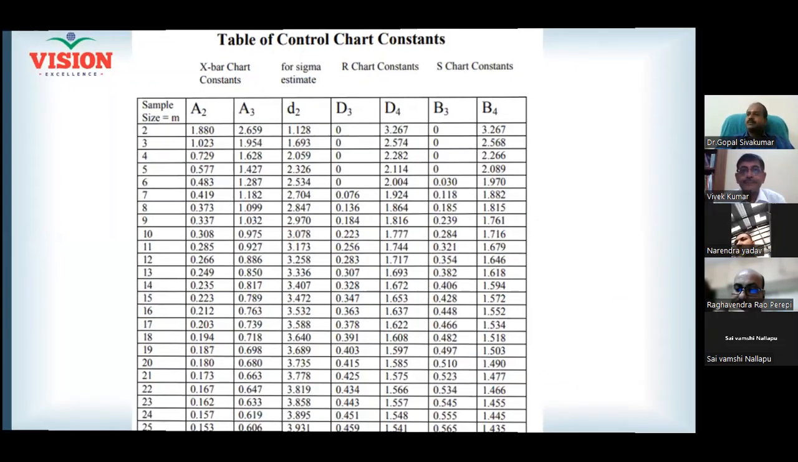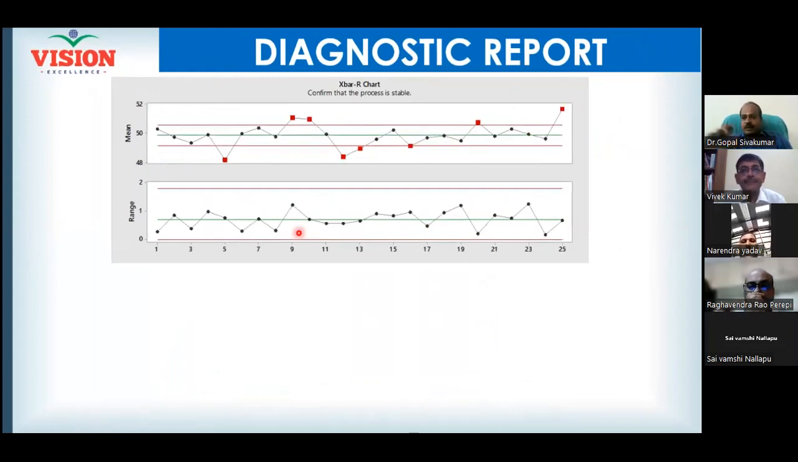Right? This is the table. And now look at my process. Now tell me, is this process under statistical control? Is this process under statistical control or out of control? The first one is out of control. So many points are outside the control limit. It is definitely out of control. And your customer is expecting you to give a measure of capability.